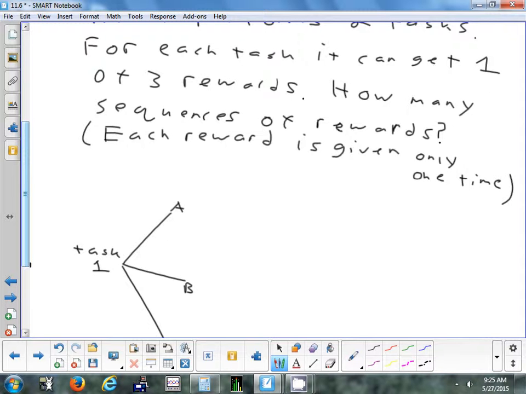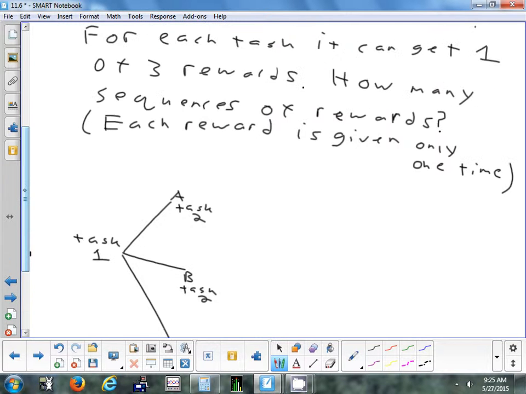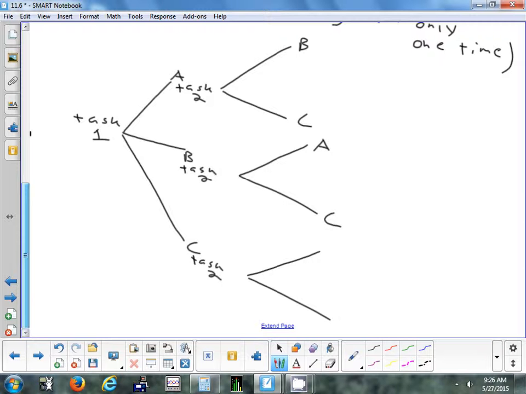Now, at this point, they're going to perform task 2. Whichever reward they got, they're going to perform the second task now. If the animal got reward A, what are the 2 choices left for rewards? B and C. Yep, they either get B or they get C. How about in that part of the tree? Either they're going to get reward A or reward C. And how about the last part? A or B. Yep.